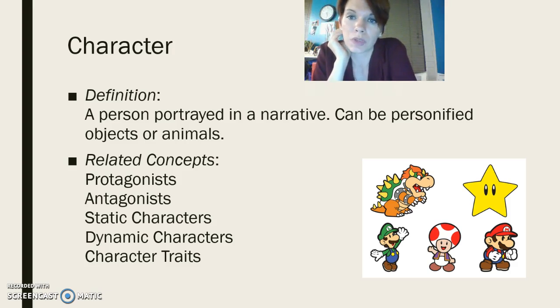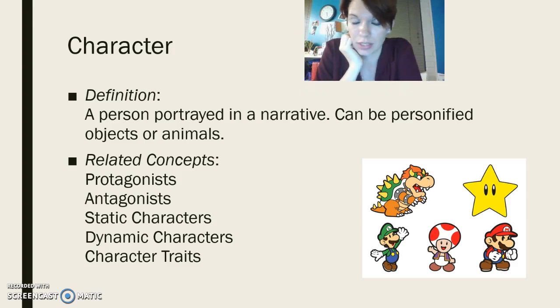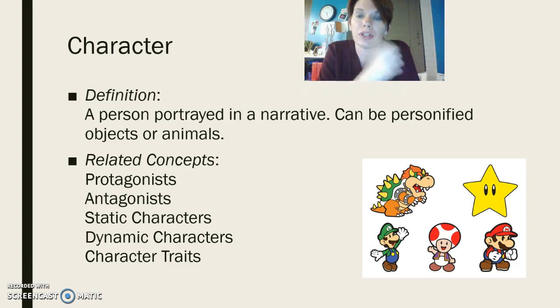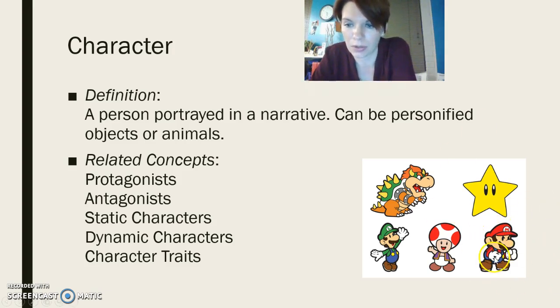The elementary school way of saying it is that protagonists are the good guys and the antagonists are the bad guys. But as you get older, you need to start pushing to think about it in other ways. So, you know, we know that in Mario, the protagonists are obviously Mario and Toad and Luigi. They're the good guys, right? And the antagonist is Bowser.